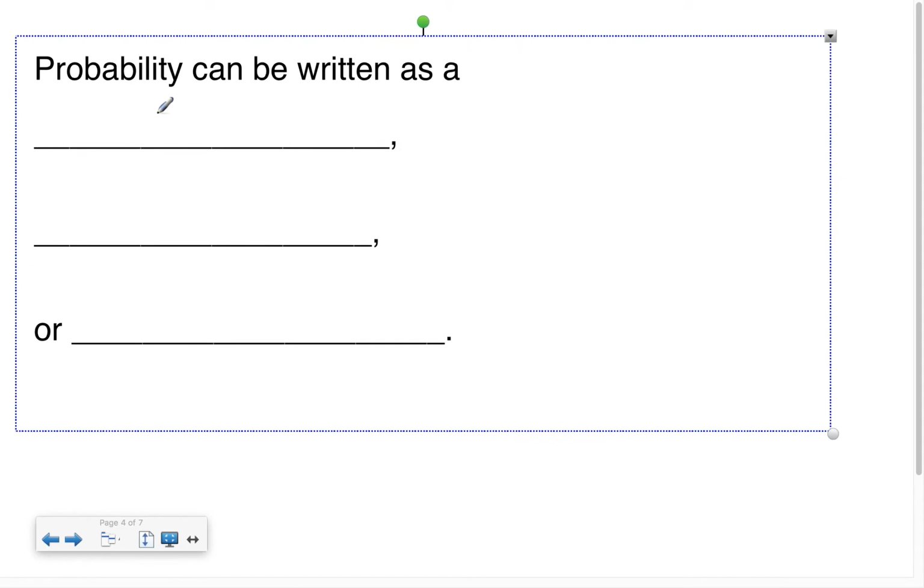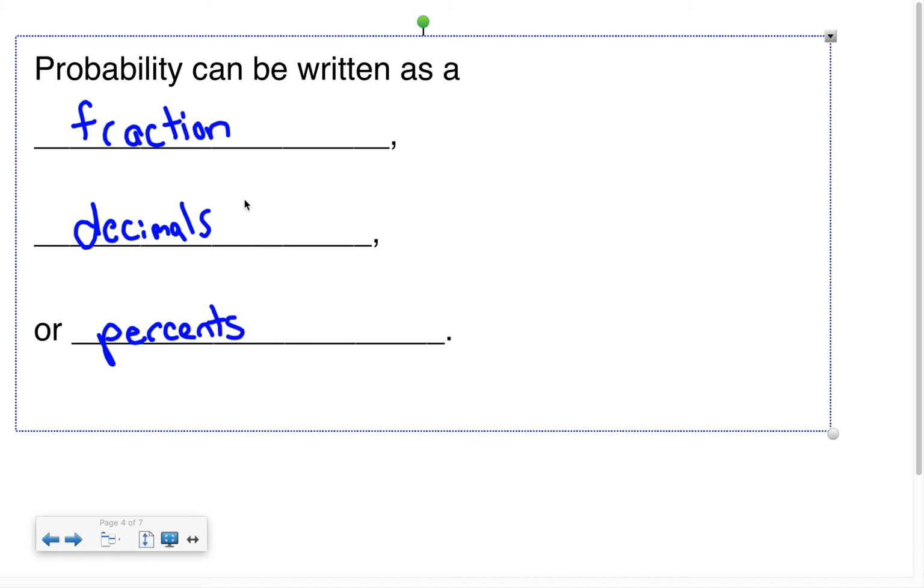Probability can be written as a fraction, which is how we normally see it. We know that fractions can also be written as decimals or percents. We normally see fractions and percents. You'll sometimes see decimals, but it's pretty unlikely. Most of the time we're talking about fractions and percents.